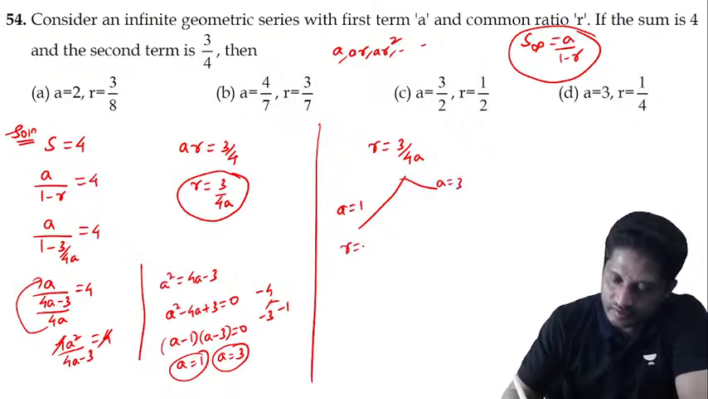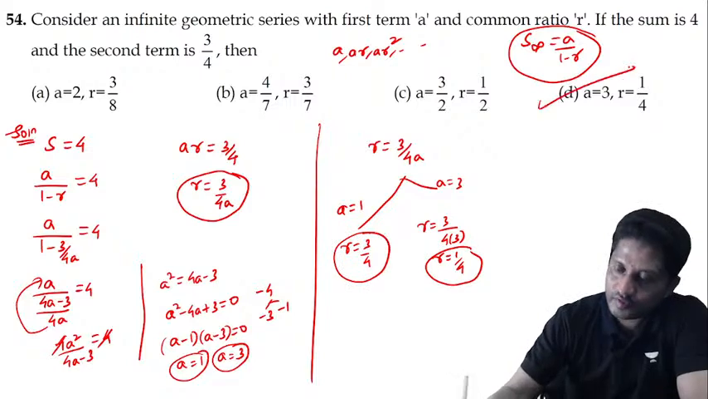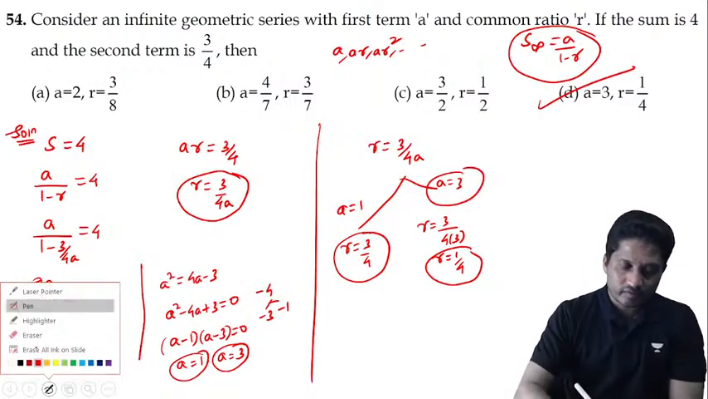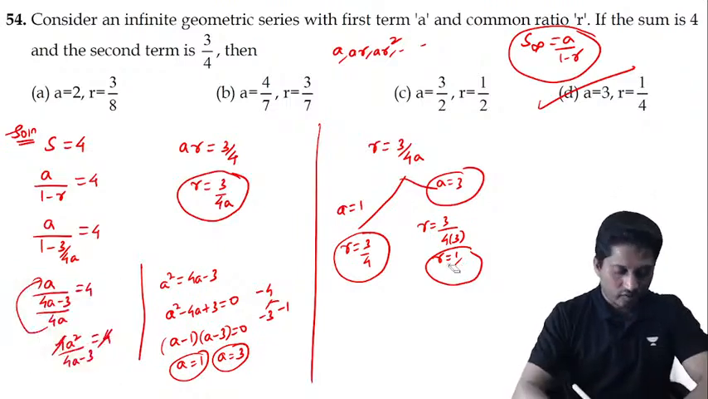A is equal to 1, you get R as 3 by 4. A is equal to 3, you get R is equal to 3 by 4 into 3. R is equal to 1 by 4 and R is equal to 3 by 4. Answer should be option D only. A is equal to 3, R is equal to 1 by 4. Right? Answer should be D, last option.